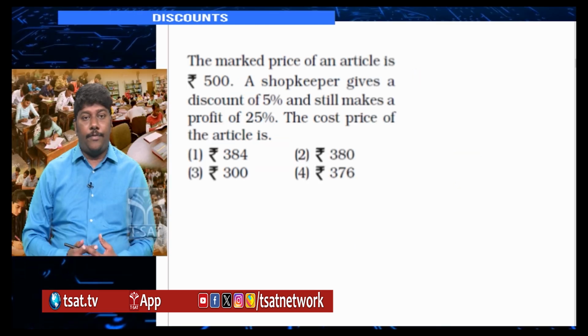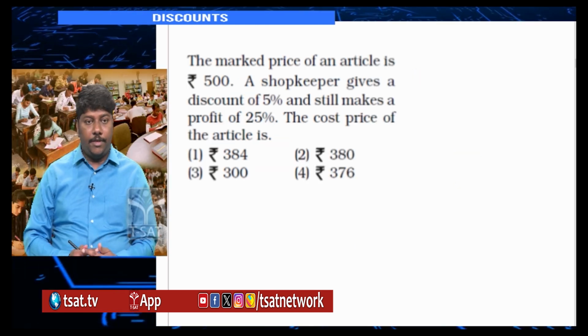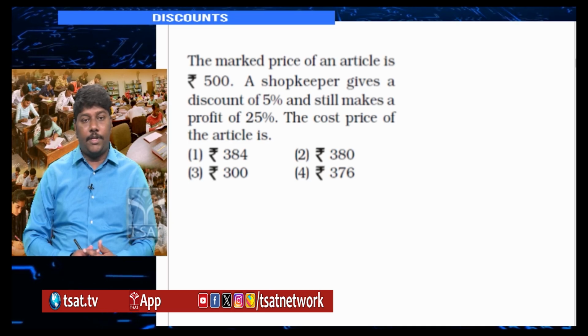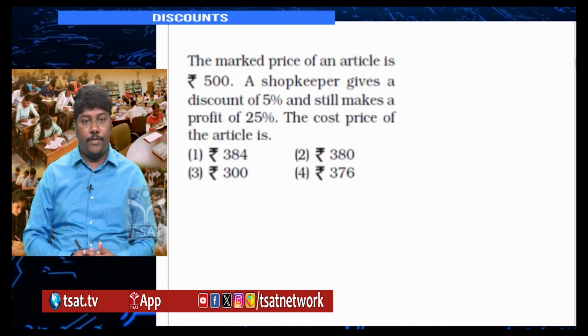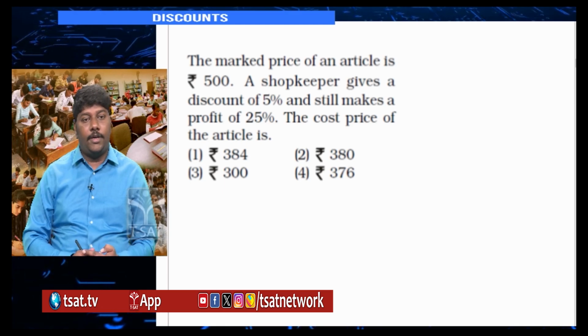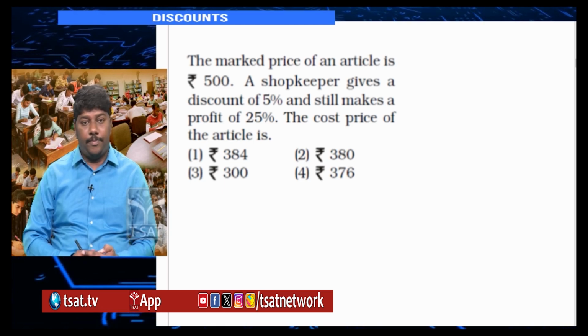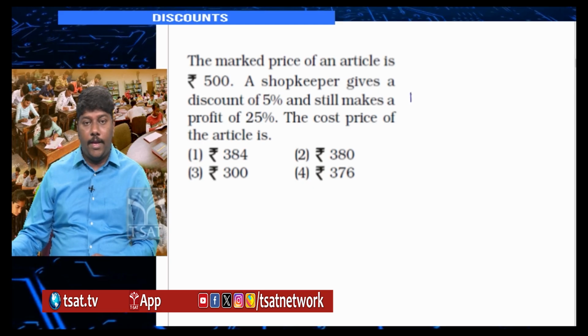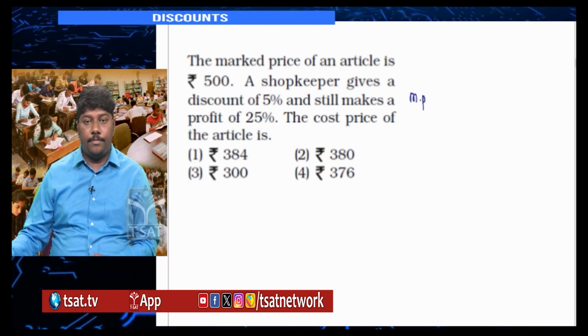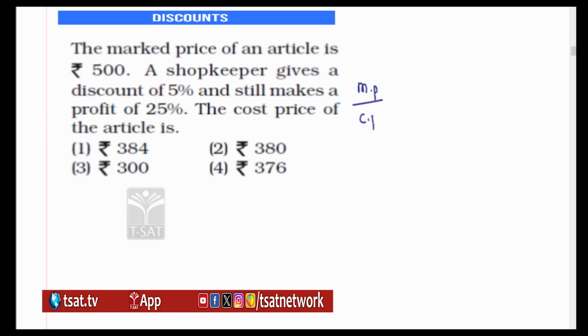The marked price of an article is 500. So here the marked price is given. The shopkeeper gives a discount of 5% and still makes a profit of 25%. Find the cost price of the article. So here is the relation between MP, CP, discount and profit. We remember the formula, MP by CP is equal to 100 plus profit by 100 minus discount. Whenever you use it next time, without this formula you should be able to write down the values.